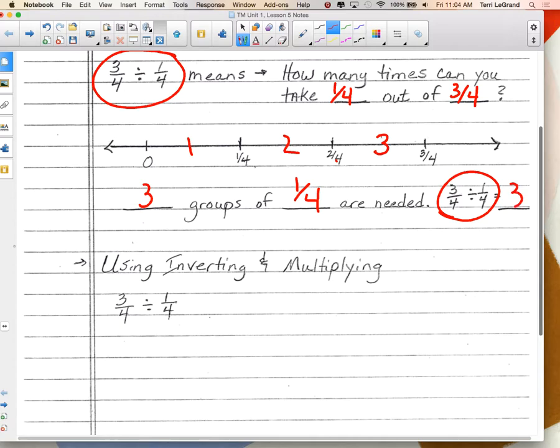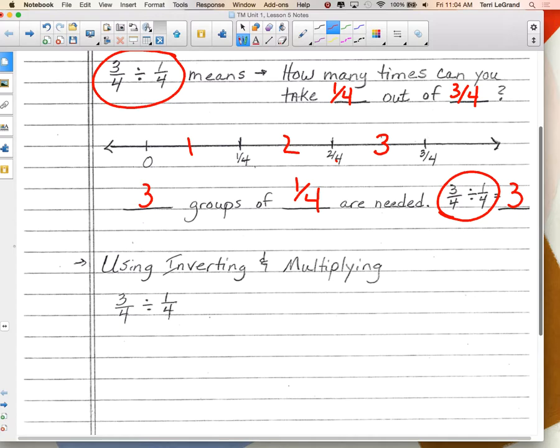Is that what you were going to say, 3? That's what we just did, didn't we? We said there are 3 of those 1/4 in 3/4. So we can see that you can take 1, 2, 3 out of 3/4, because from 0 to 3/4 represents 3/4, and we can take 3 equal shares of 1/4 out.